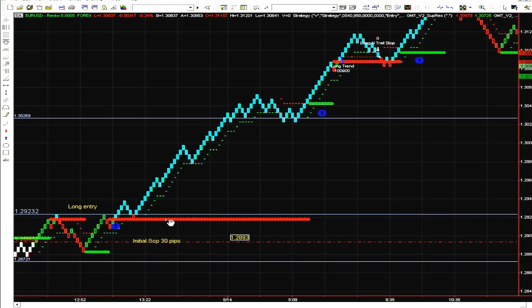So basically we've got our initial stop, and that's always a hard stop in the market, just to be sure that in case this trade doesn't work out in our favor, we've always got that initial stop in the market.